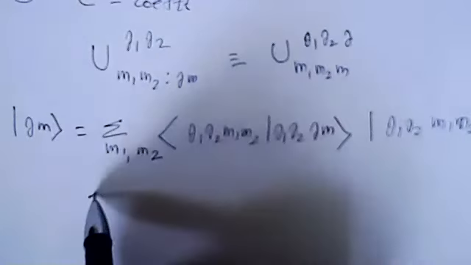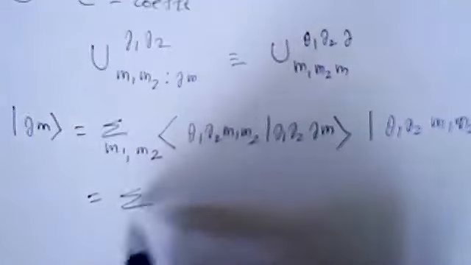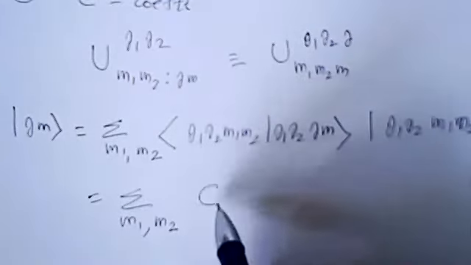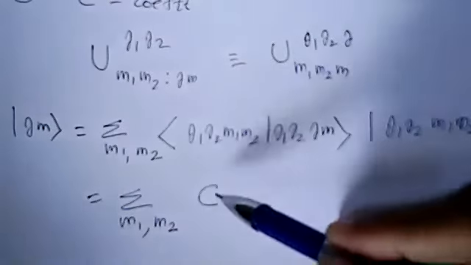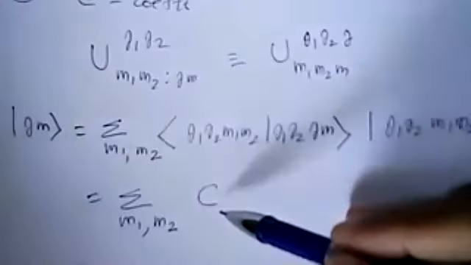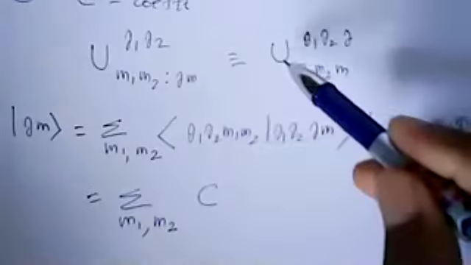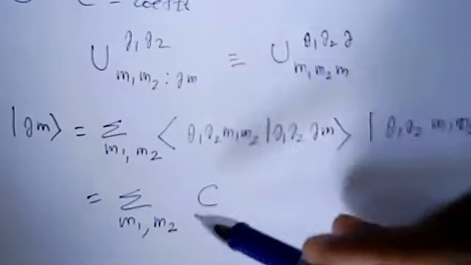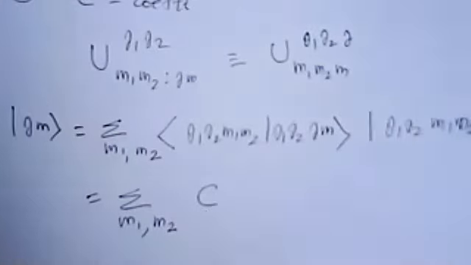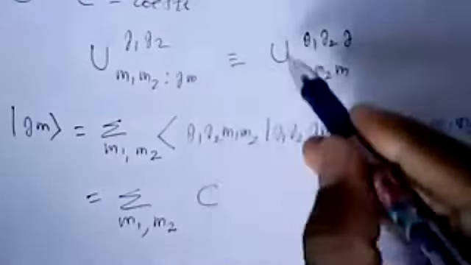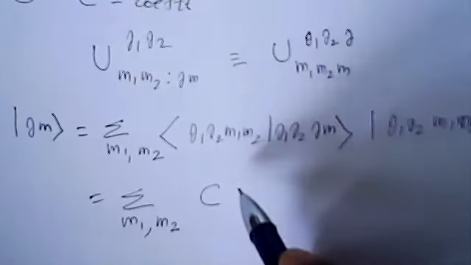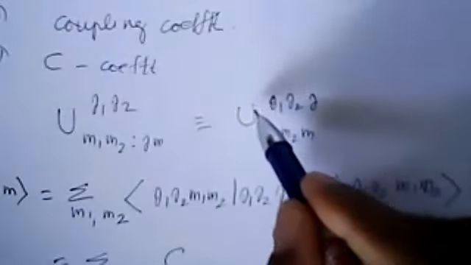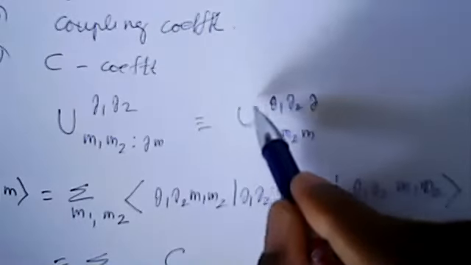Or you can write sum over m1 m2 C. Sometimes some people, instead of U, use C also, no problem, because that is a coefficient. Instead of U some people use C. Okay, all are the same. So here instead of U, let us write it as C.